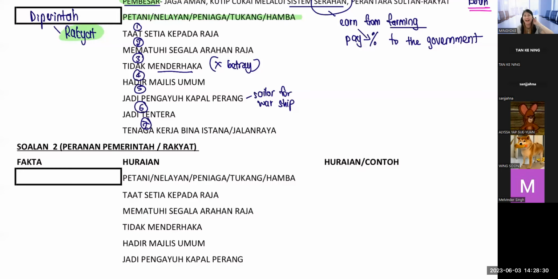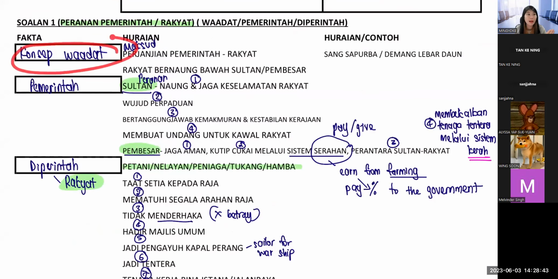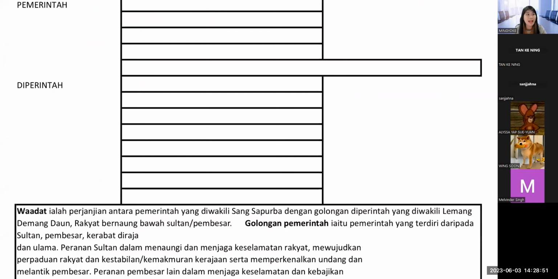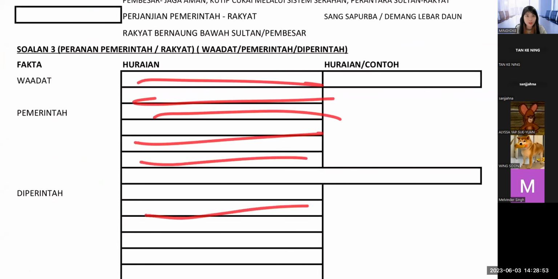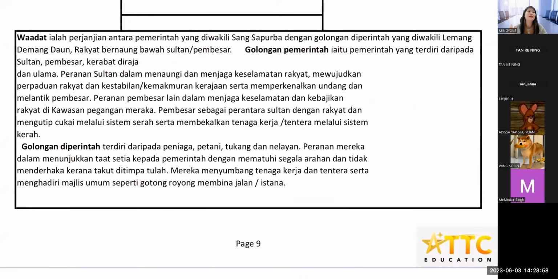So, guys, maybe it is time. They want to tell me that it is time I have to go to our chapter 2. Okay. It is time. Let's go to chapter 2. Now, again, you all have to complete this one. Peranan rakyat. So konsep wadat, pemerintah got Sultan Pembesar, di perintah got rakyat. So you go through all and then complete the huraian, contoh all, and then go through all the essay.